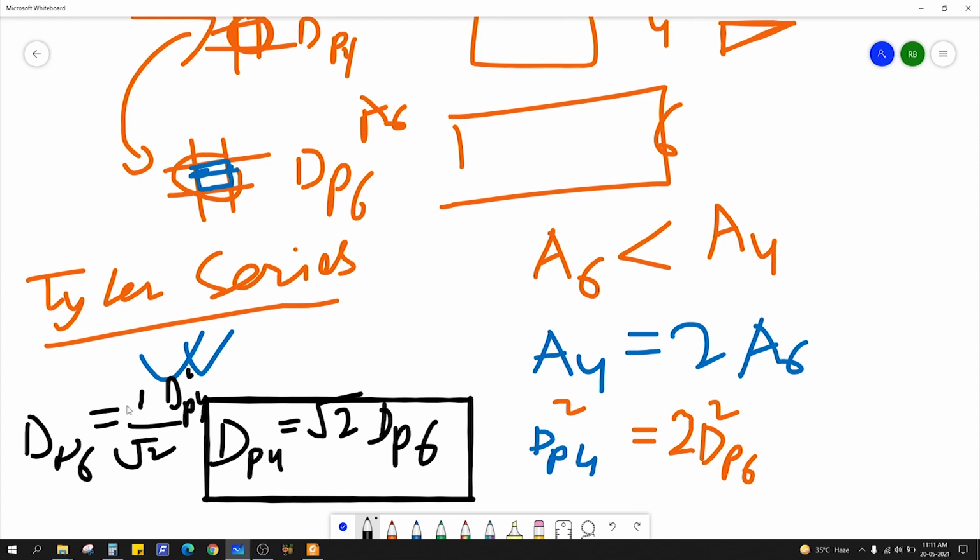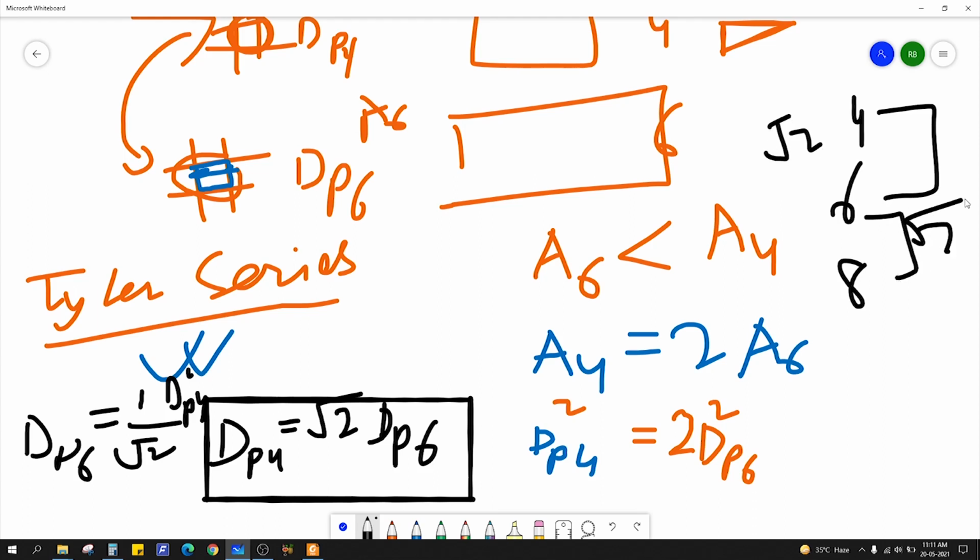Okay, see, this is only true for this series. We have mesh 4, 6, 8, right? The relationship between these two is square root 2. The relationship between these two is square root 2. The relationship between this and this will be what? Just multiply it. It will be 2 times. Okay, so you just remember this.